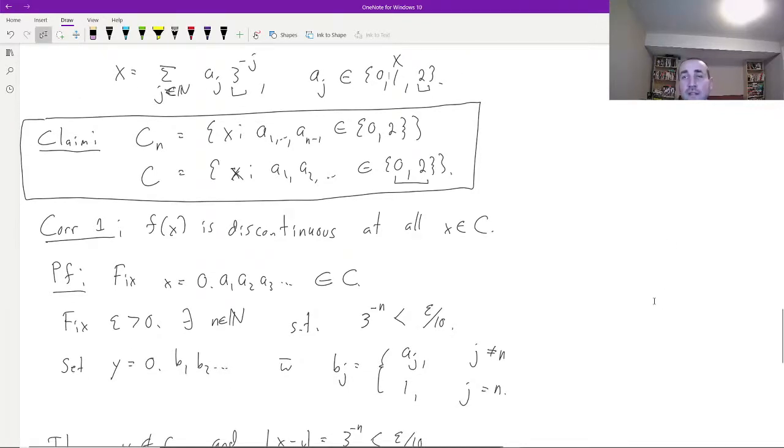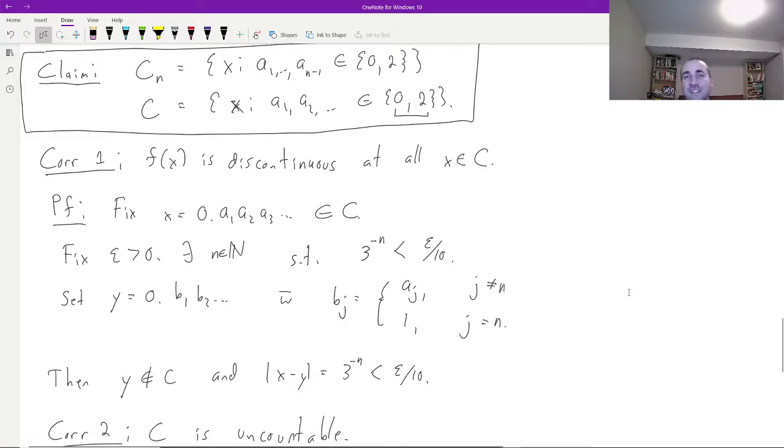Okay, great. What are some consequences of this way of writing down the Cantor set? Well, the first immediate consequence is that f is discontinuous at all points in C. How do I check that? Well, I just have to check that f changes quickly near every point x in C. So I'm going to fix a point x in C, and I'm going to write down its ternary expansion. Next, I'm going to fix epsilon greater than 0, and I need to find a point y within epsilon of x, for which f of x is quite different from f of y. So how do I do that?